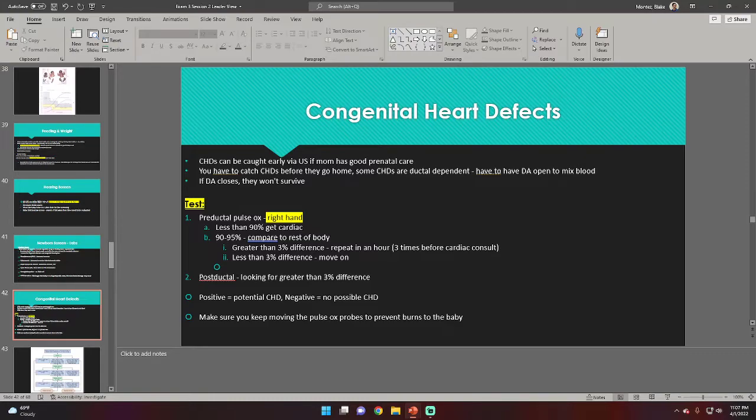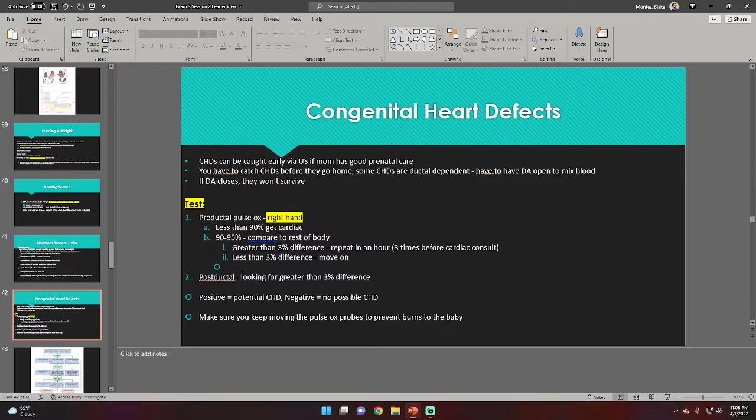We're going to be doing a test here, and we're using the terms preductal and postductal because we're comparing the two. Preductal, you're going to be putting a pulse ox on their right hand. Less than 90%, we're going to, of course, get cardiac. 90 to 95%, we're going to compare to the rest of the body. Okay, if it's greater than a 3% difference, we're going to repeat that test in an hour, and we're going to do that 3 times before we will consult cardiac. Less than 3% difference, we're going to move on.